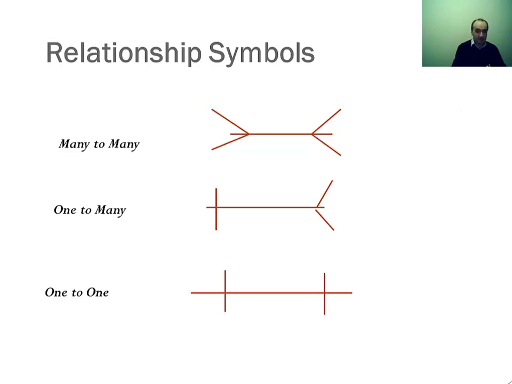The top example is a many-to-many relationship, and the little arrowhead shapes are known as the crow's feet notation, and they represent the many end of a relationship. In the one-to-many example in the middle, the bar notation on the left-hand side represents the one end of the relationship, and we can see this again in the one-to-one symbol at the bottom of the screen.